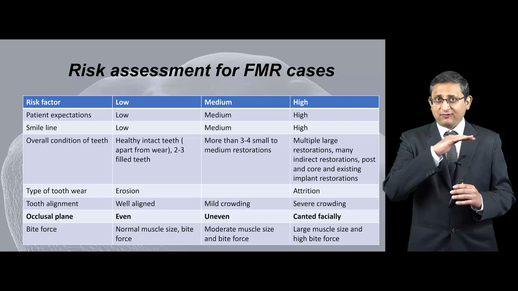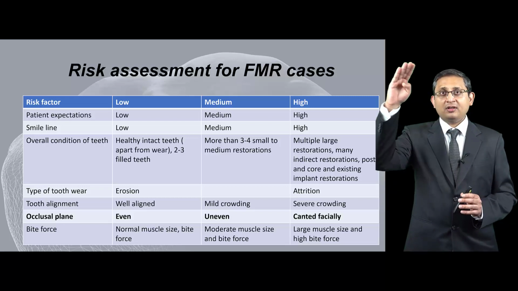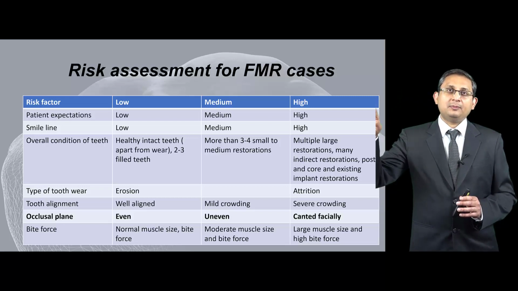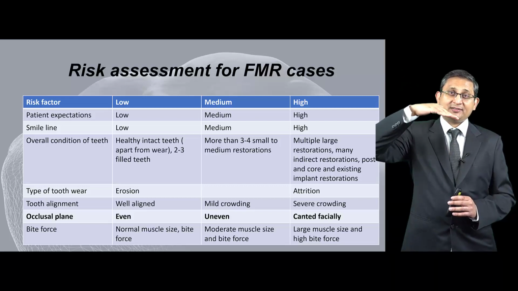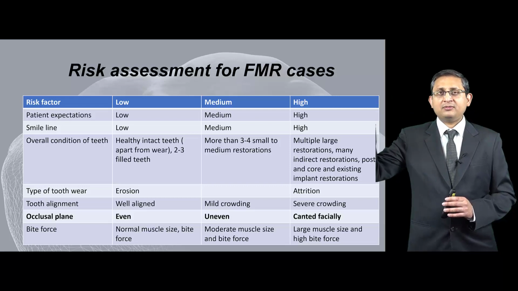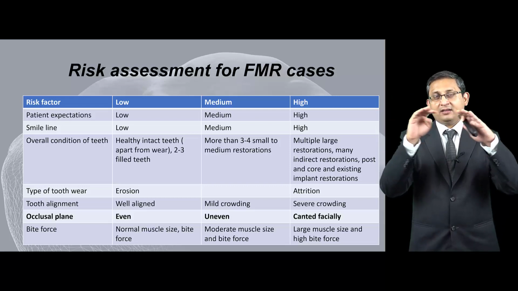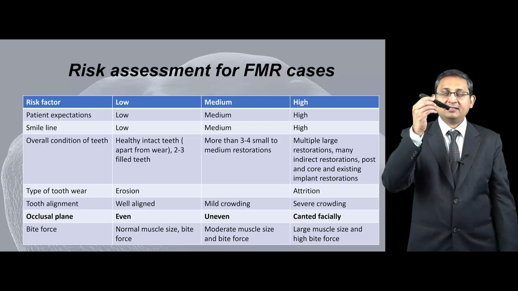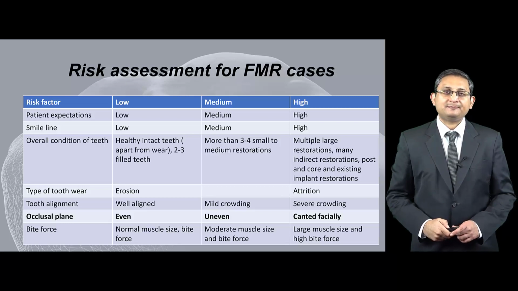Occlusal plane. If the patient has a flat occlusal plane, upper and lower, then it becomes much easier than if the patient has a high and low occlusal plane. If the patient has a canted occlusal plane, then it's the highest risk. If the patient has an up and down occlusal plane, then yes, you can do gingivectomy, crown lengthening, increase the crown. But if the patient has a canted occlusal plane, then it's much more difficult to manage, and the patient may need some heavy orthodontic treatment to correct the cant before you start doing any treatment.